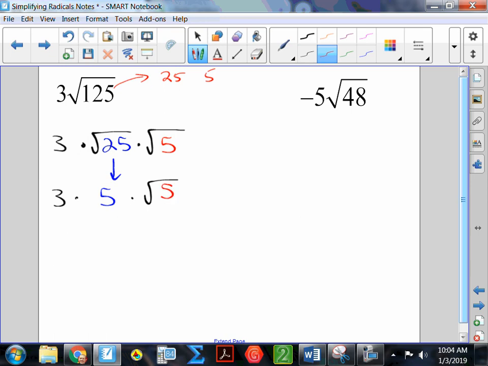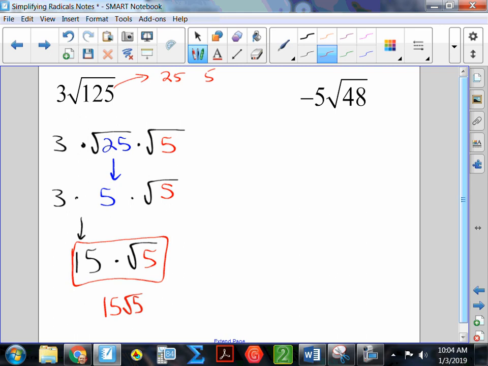And notice we have the multiplication dots. So we are just multiplying all these things together. So 3 times 5 becomes 15. And then I have a square root of 5 left over, and that's my final answer. 15 times the square root of 5. Or you could just write that without the dot, 15 root 5 if you wanted.